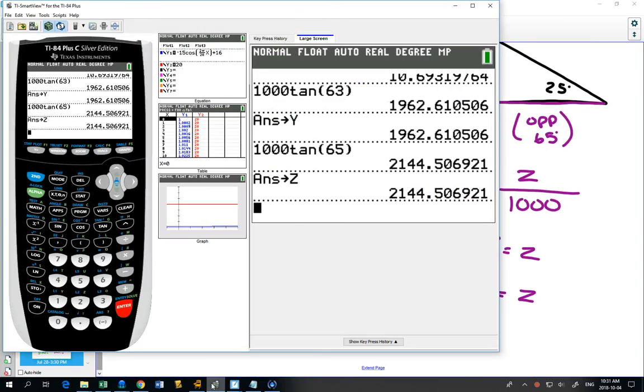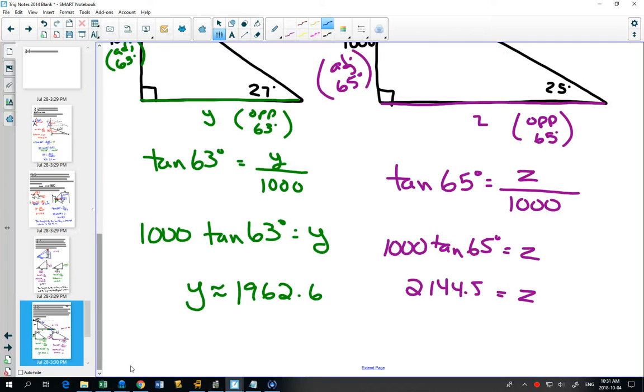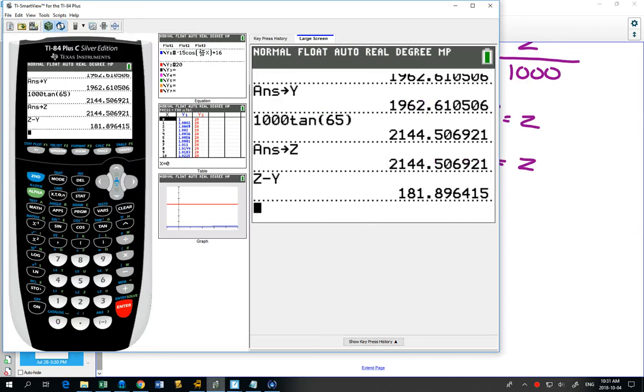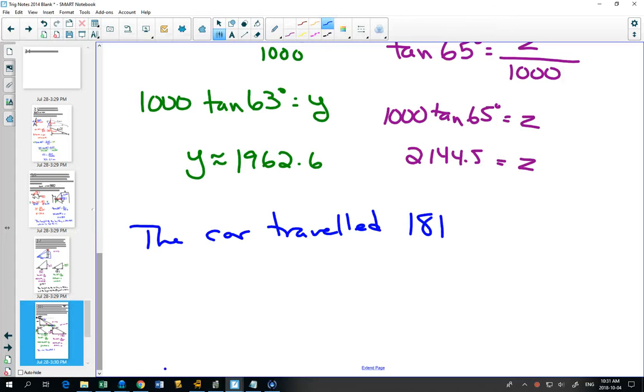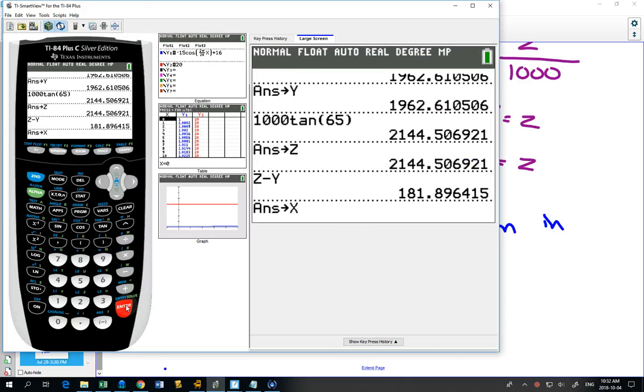So x will be z, the whole thing, minus y. So I can go back to my calculator. I've stored all of these things in, so I can go alpha z minus alpha y. What is z minus y? 181.9. Did you check if it stores it every time? Oh, yeah, we should check the letter that we had from yesterday. Okay? Now I forgot the number. The car traveled 181.9. Did it ask us a certain rounding? Traveled 181.9 meters in 5 seconds. I'm going to store that as x. That was my answer for x.